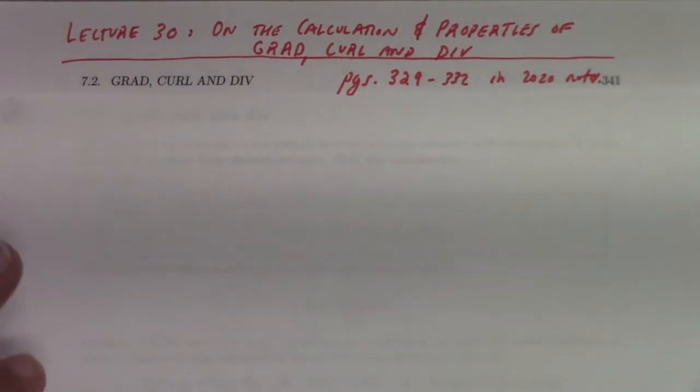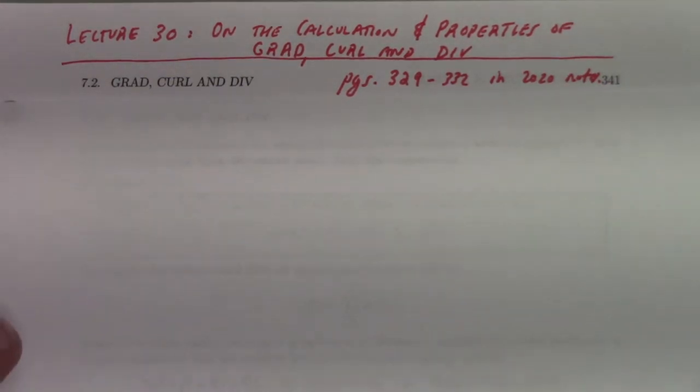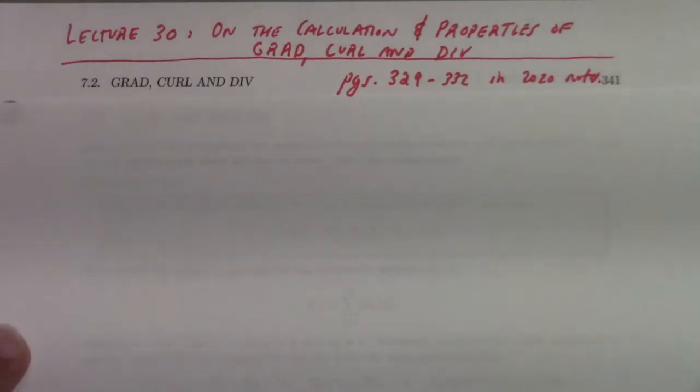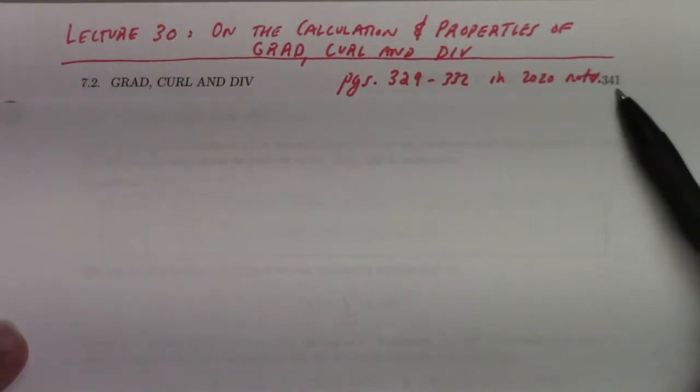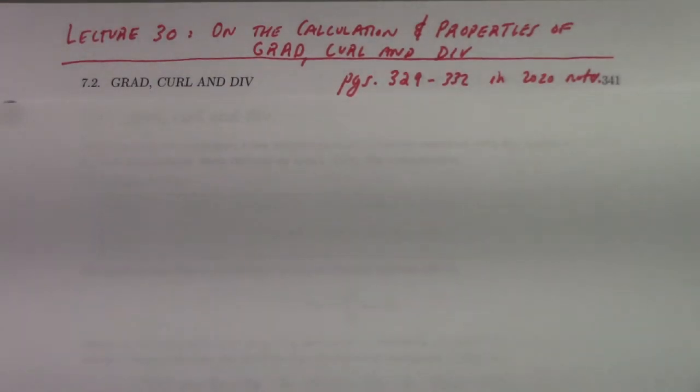All right, so begins lecture 30, which is on the calculation and properties of gradient, curl, and divergence. This is roughly from pages 329 to 332 in the 2020 notes. As you can see, I have a printout of a previous year's notes. You'll forgive me, but they're in color, so woohoo!